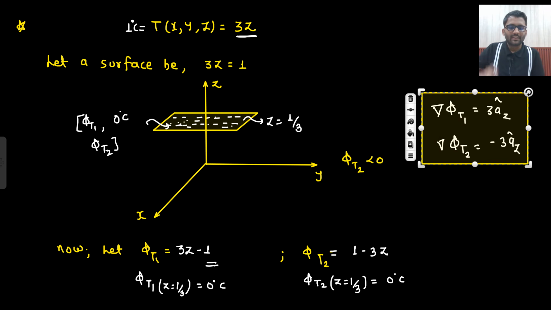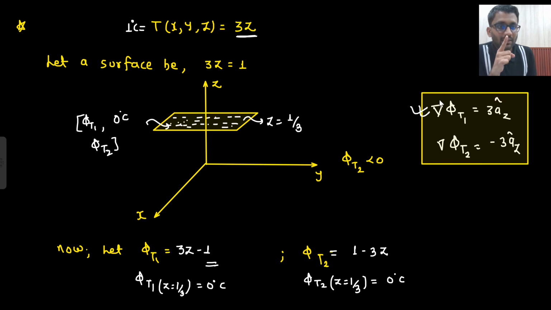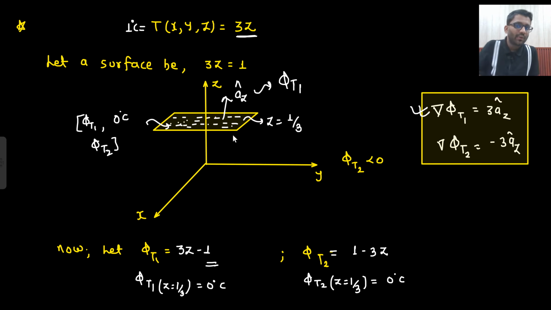Okay, so let's first see this. What this gradient function is telling me is that if you move 1 unit in az direction, phi T1 is supposed to go in az direction, and phi T2 is supposed to go in minus az direction. In both of the cases, the temperature should increase. Say yes or no?